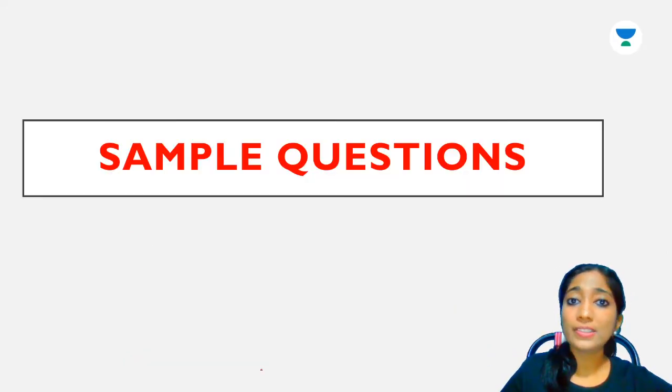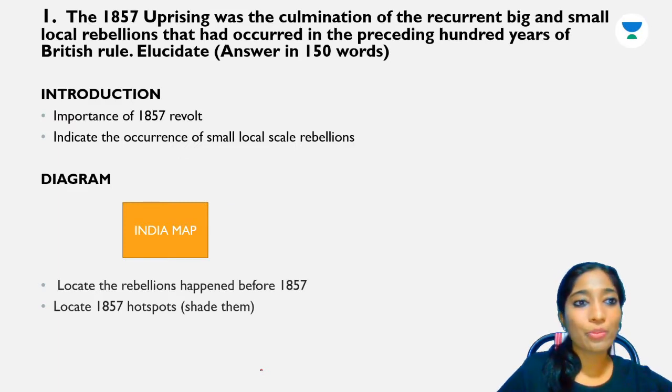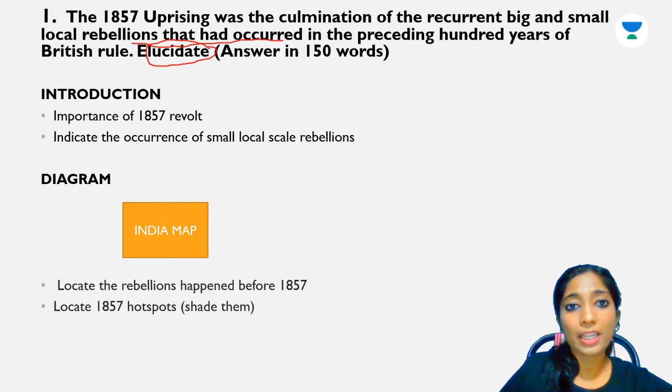Now we shall go to the sample questions which were asked in the 2019 mains examination. First question is: the 1857 uprising was the culmination of the recurrent big and small local rebellions that occurred in the preceding 100 years of British rule. Elucidate. So first of all, it is about elucidate. So you need to explain the answer. So you should talk about the big and small local rebellions that had happened.